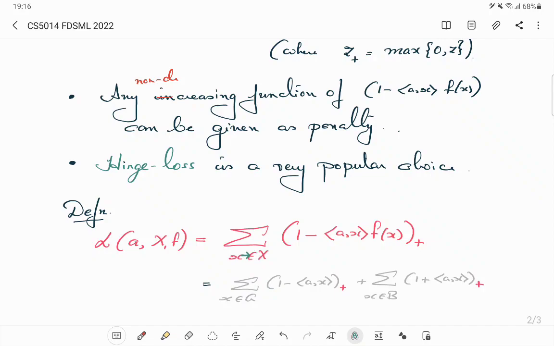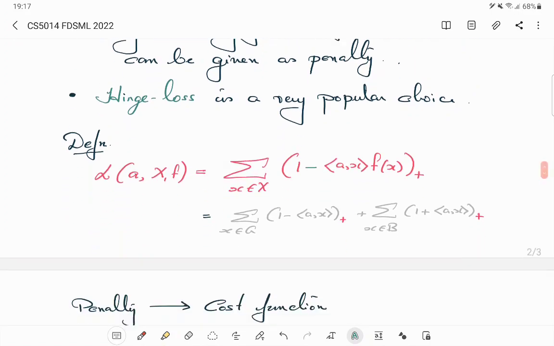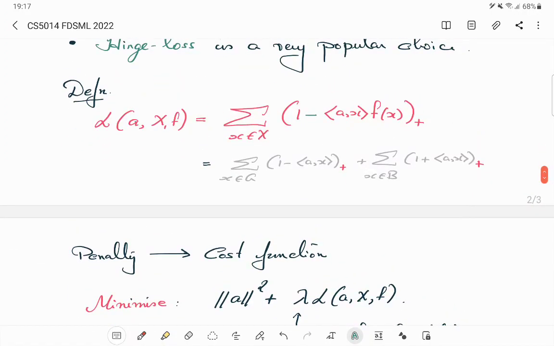The good and bad points are automatically taken care of because of this f(x), but if you want to write them separately, you can also write it like this: over the good points, since f(x) is plus 1, this is just 1 minus the inner product a·x. Over the bad points, since f(x) is minus 1, this becomes 1 plus the inner product a·x, but don't forget the subscript plus. That has to be retained in both places. So this is the hinge loss.